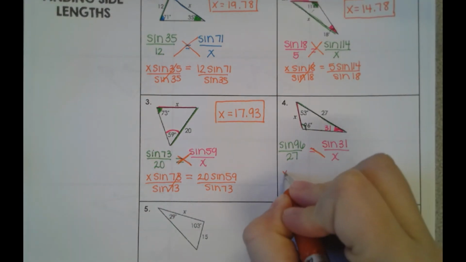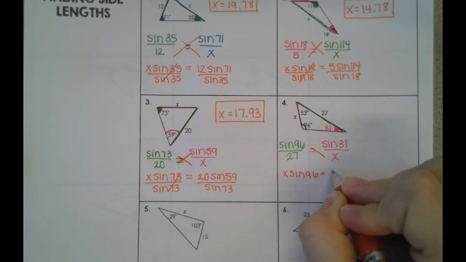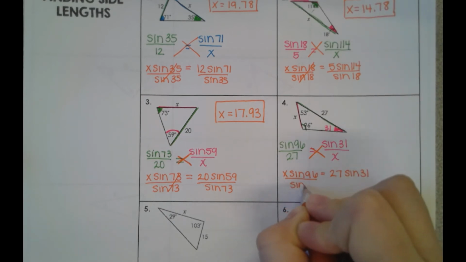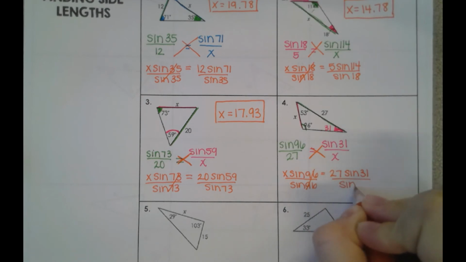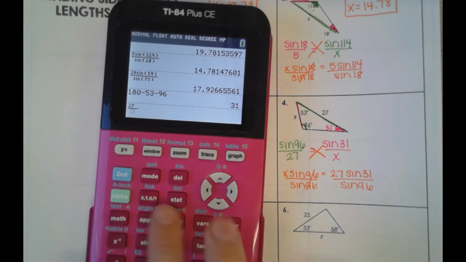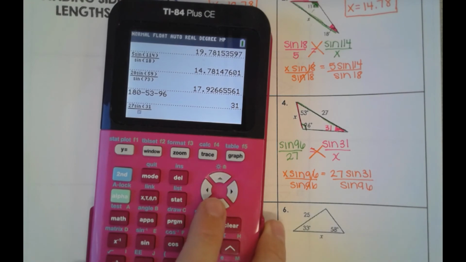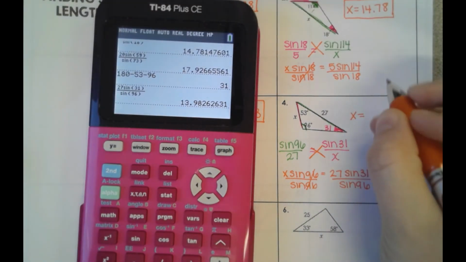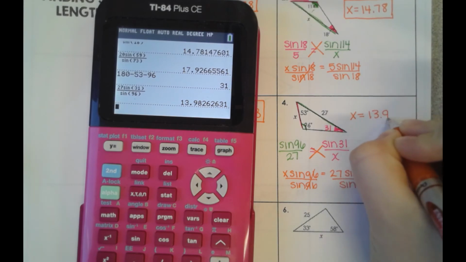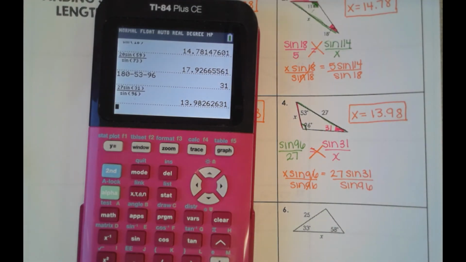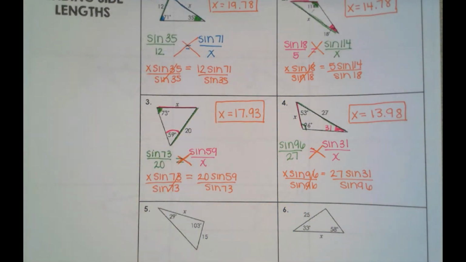To cross multiply. X equals 13.98. Try questions 5 and 6.